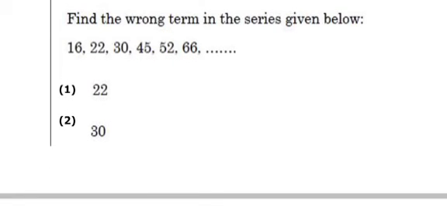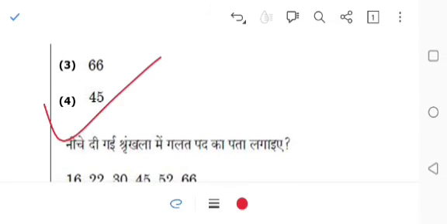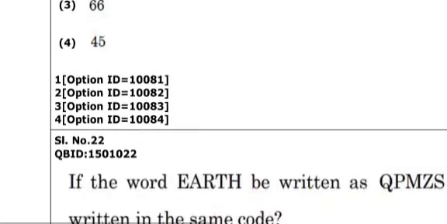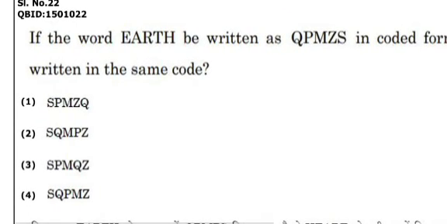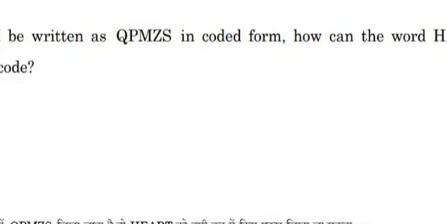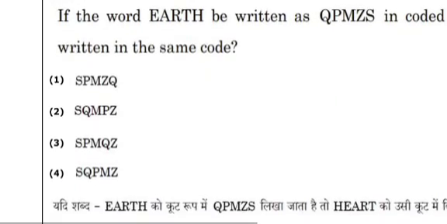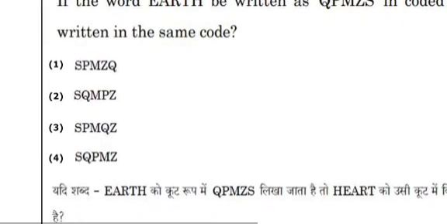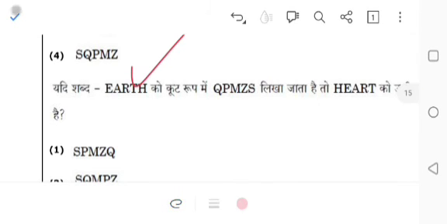21, it is a numerical sum. Find the wrong term in the series given below: 16, 22, 30, 45, 52, 66. What will be our correct option? It will be 45. Next, if the word EARTH is written as QPMHZS in coded form, how can the word HEART be written in the same code? It will be option D, that means SQPMZ. 22 is done.